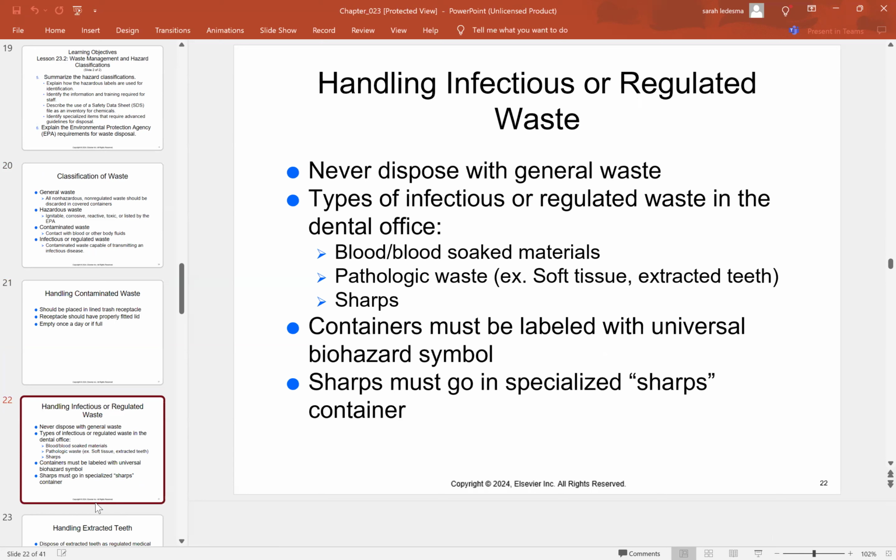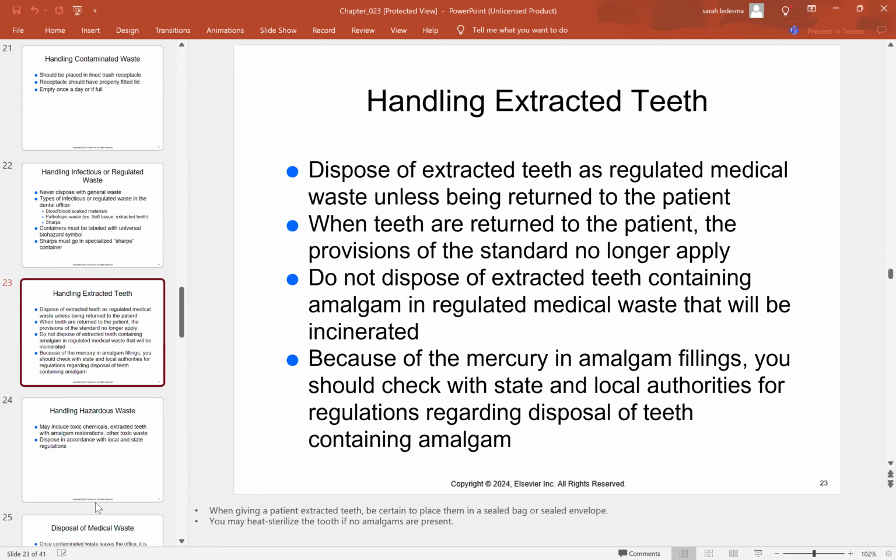Types of infectious or regulated waste in the dental office: blood or blood-soaked materials, pathologic waste, soft tissue, extracted teeth, and sharps. Containers must be labeled with the universal biohazard symbol, and sharps must go into a specialized sharps container. Dispose of extracted teeth as regulated medical waste unless being returned to the patient. When teeth are returned to the patient, the provisions of the standard no longer apply.